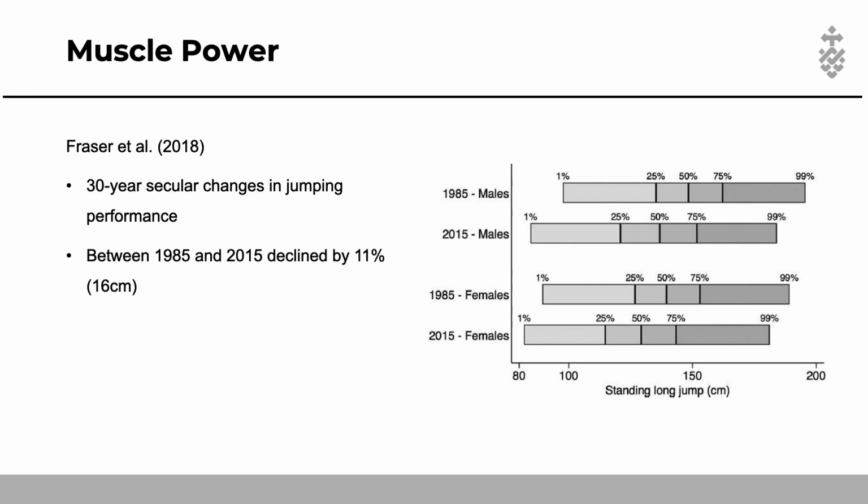Now, this decline could partly be due to the increases in childhood overweight and obesity. It's likely that an increase in fat mass is going to have a negative effect on performance because obviously it's adding mass that doesn't have any functional advantage.